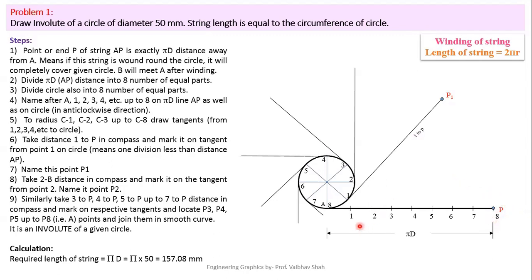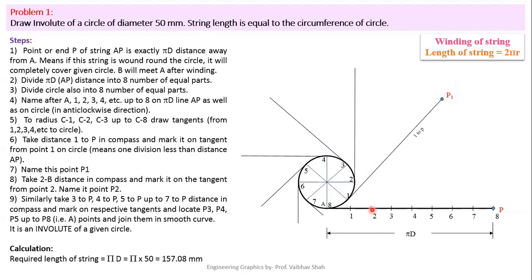So what you will do is you will take out your rounder, put your rounder at point number 1, take the radius equal to 1 to 8, and now put your rounder at point number 1 and try to mark this radius on this similar line, which will give the distance between point 1 to 8 or point 1 to P. So this will be your final point P1, which is nothing but the first position of your string when wound around this circle.